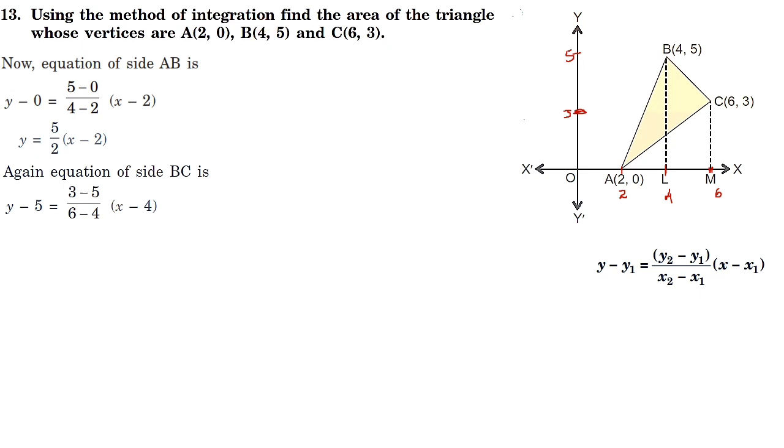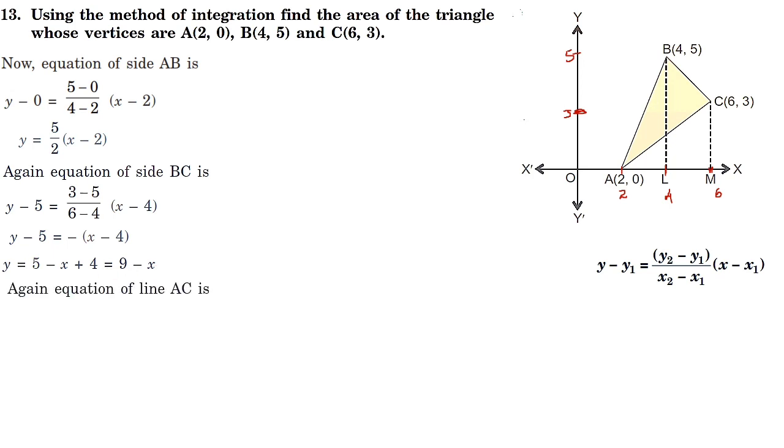Then do the calculation. y − 5 is equal to 3 − 5, which is −2, divided by 6 − 4, which is 2. −2 by 2 is −1, so −(x − 4) will be coming. So y − 5 = −(x − 4). We need y, so this −5 we bring to the right side as +5. So 5 − x + 4. 5 plus 4 is 9, so y = 9 − x.